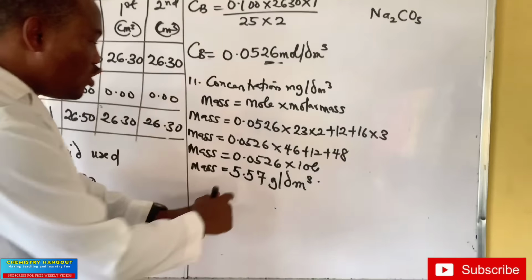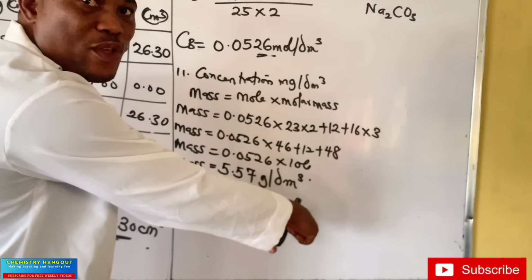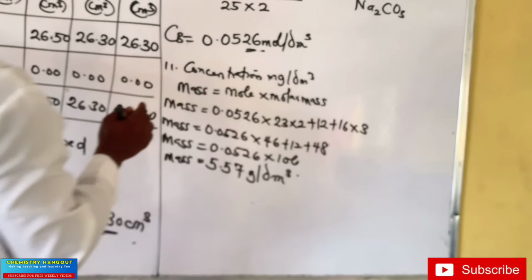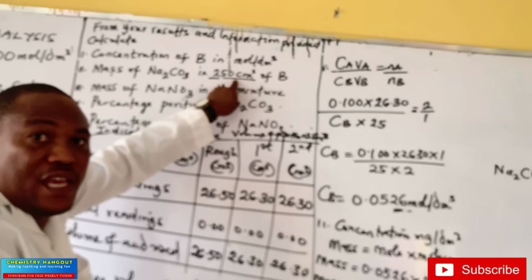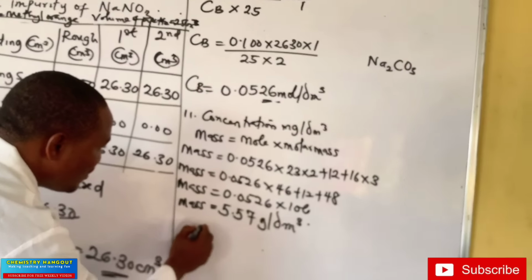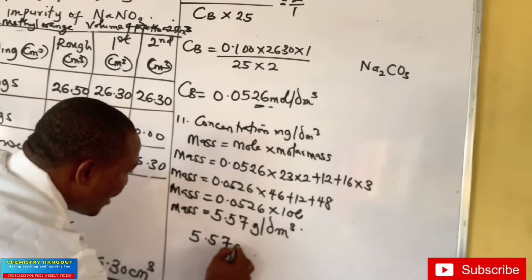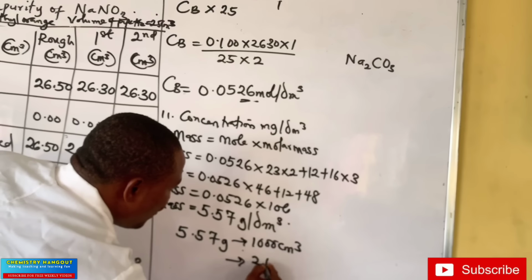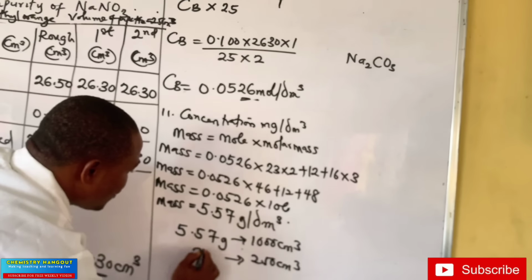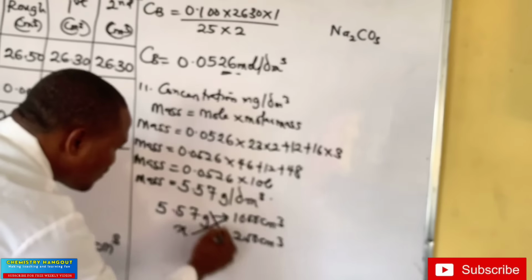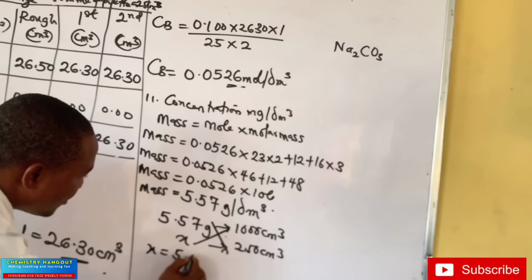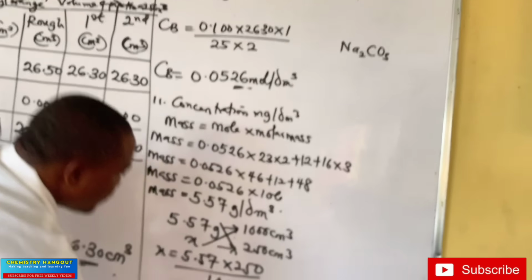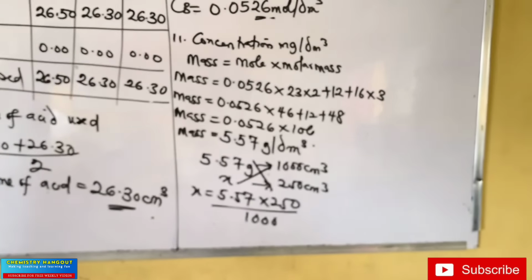Now look at something. This is 5.57 gram per dm cube, meaning we have 5.57 gram in 1 dm cube. Did you see that now? But the person is saying that we should get it in 250. Did you get it? So I can now say 5.57 gram, we have it in 1000 centimeter cube. So in 250 centimeter cube, this one will be x, right? So we cross multiply. You have x equals 5.57 times 250 over 1000.